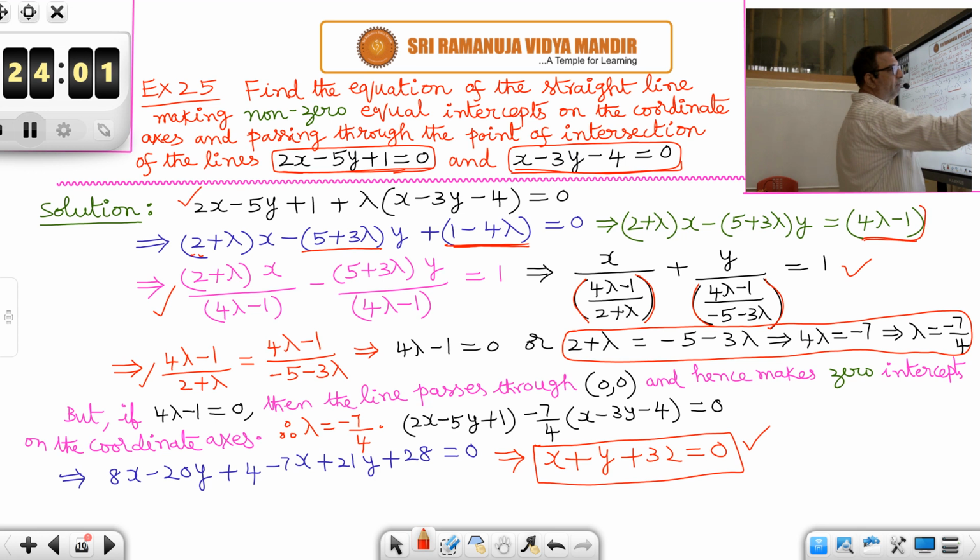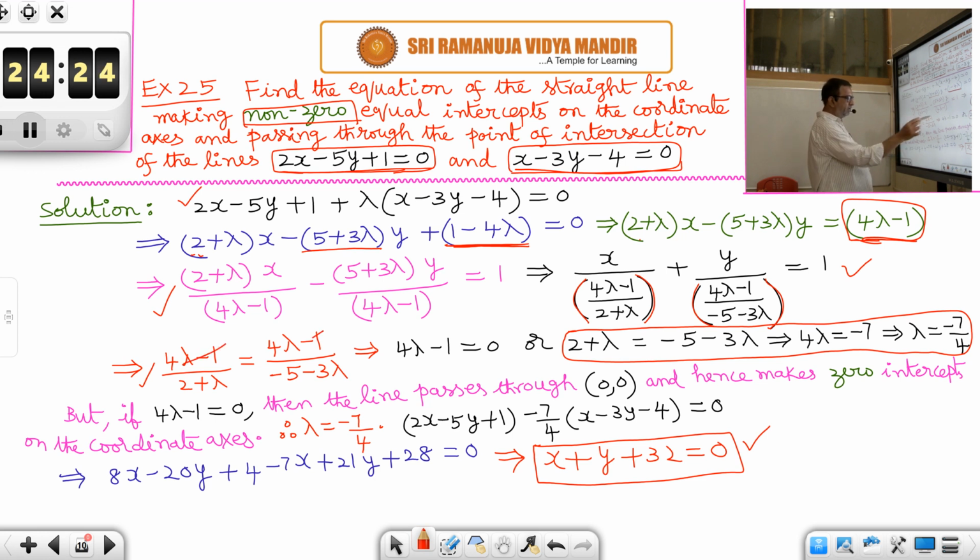But in that case, if 4 lambda minus 1 equal to 0, what happens is, the equation of the line you see here, 4 lambda minus 1 equal to 0 means there will be no constant term in the equation of the straight line. That means the line will pass through origin. Of course, the x-intercept is 0, y-intercept is 0, but that is not allowed here according to the question. Non-zero equal intercepts. Therefore, 4 lambda minus 1 cannot be 0.